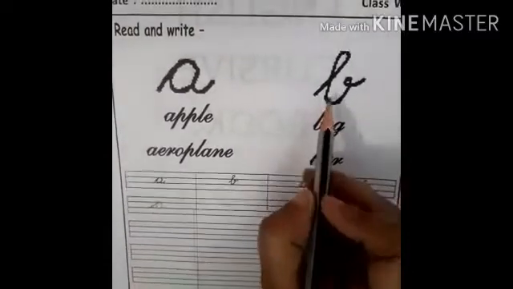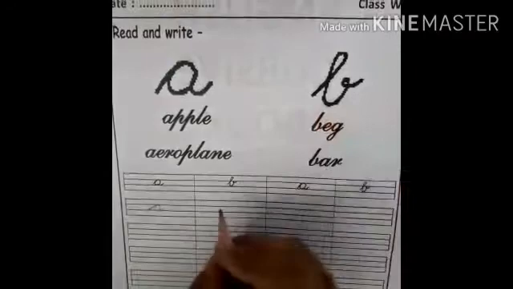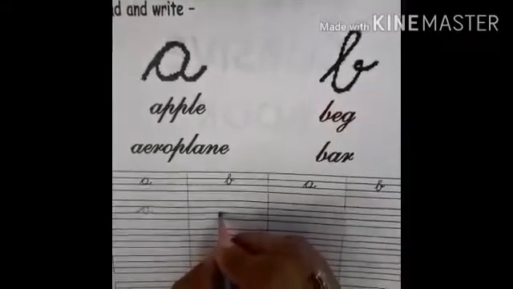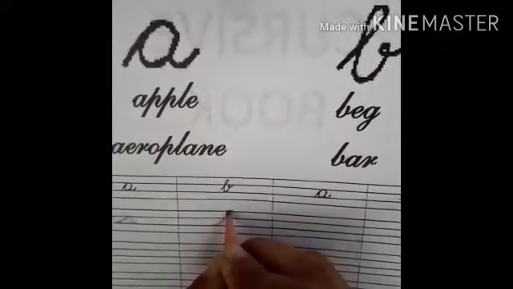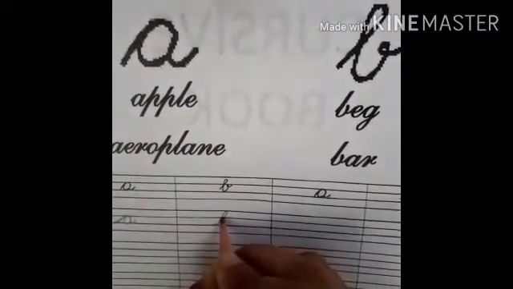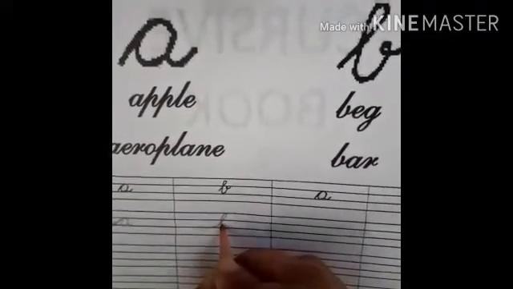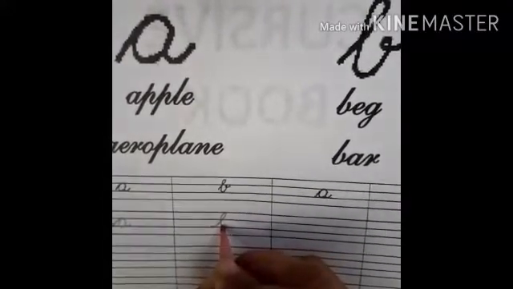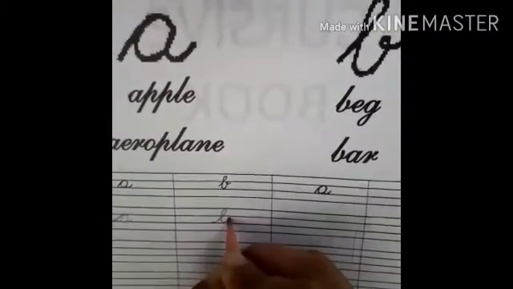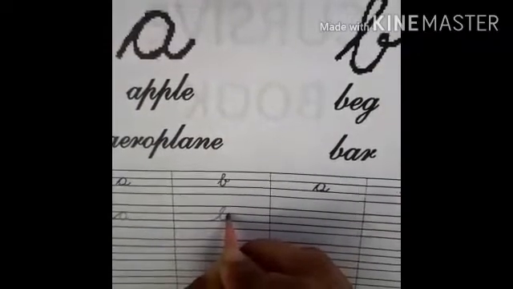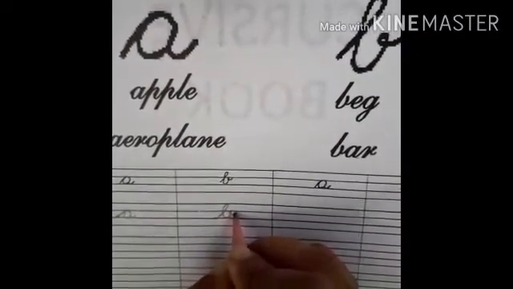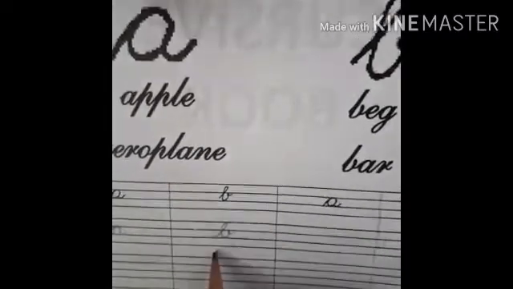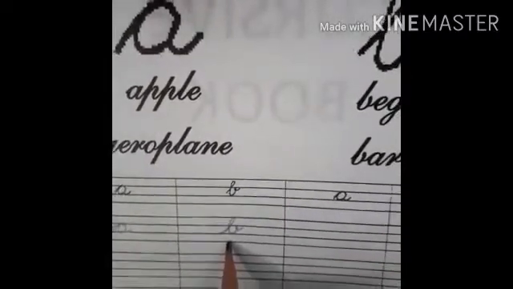To write small cursive B, start from third line and go up to the first line, then down a reverse curve and go till the third line and make another curve towards second line and draw a small round and finish it like this. This is how to write small cursive B.